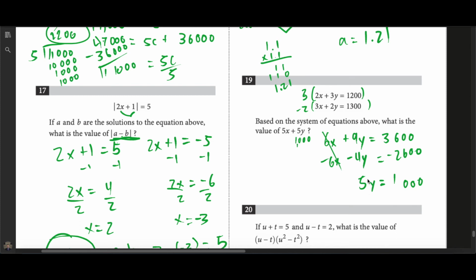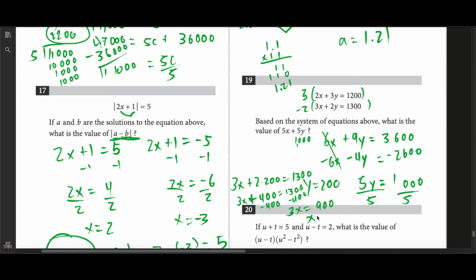If we want to know what y is, we divide by 5, and y ends up being 200. Then we can plug this in. So 3x plus 2 times 200 is equal to 1,300. So 3x plus 400 is equal to 1,300. We subtract 400 from both sides, and 3x is equal to 900. And so we can say x is equal to 300 once we divide by 3 on both sides.